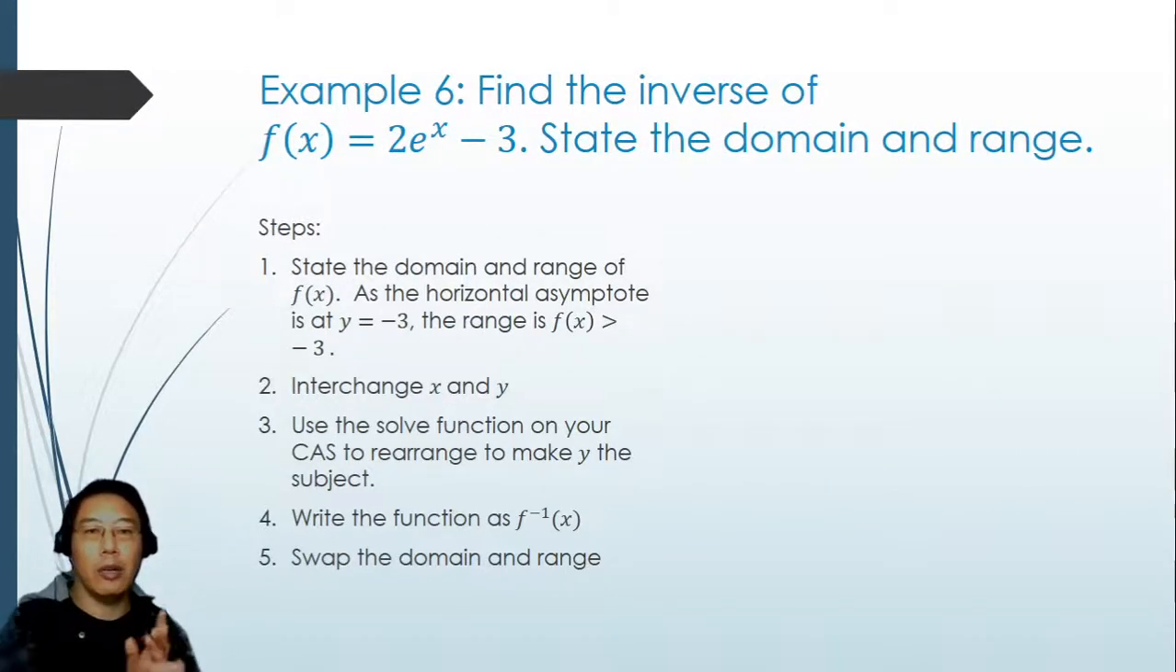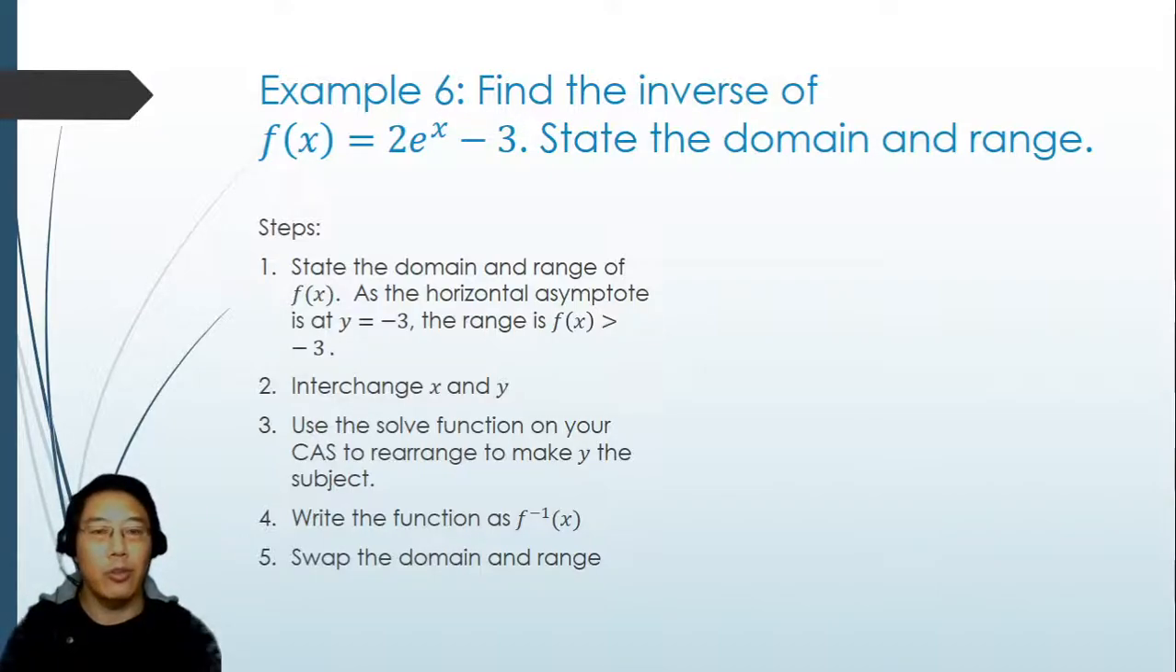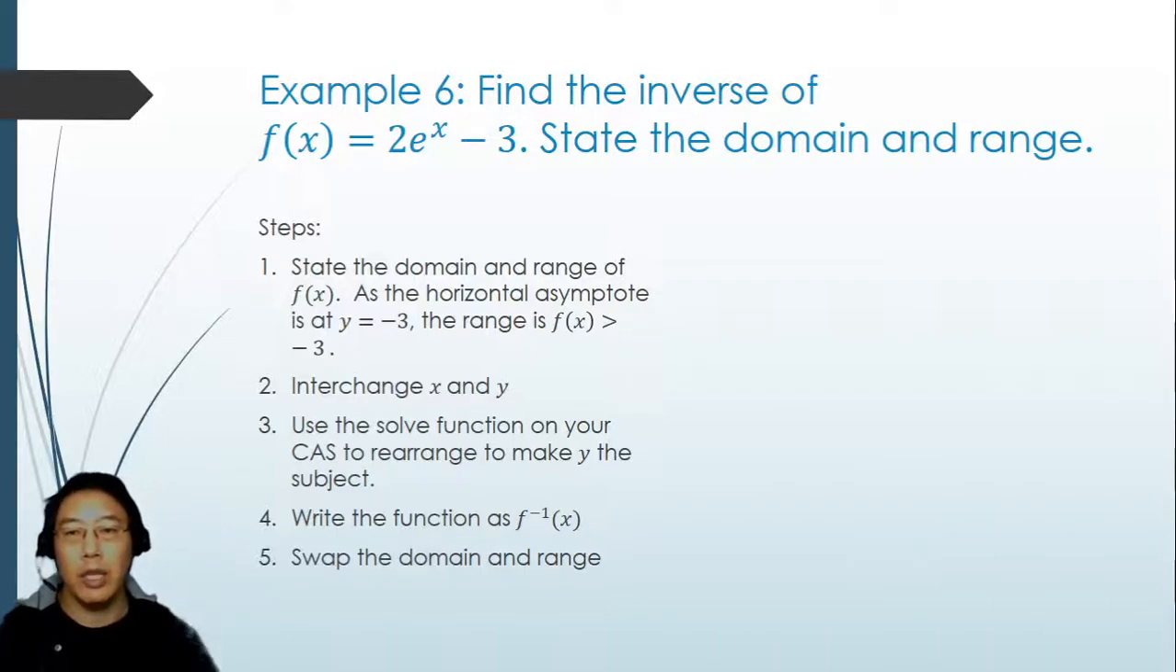Example 6. So find the inverse of f of x given by that expression. State the domain and range of the inverse. So first, if you just look at your exponential, the domain is R, but the range is going to be R plus. So from that, this is a transformed function. You can determine the range. So the domain is R. Okay, the range for f is going to be from -3 to positive infinity. That's your y.